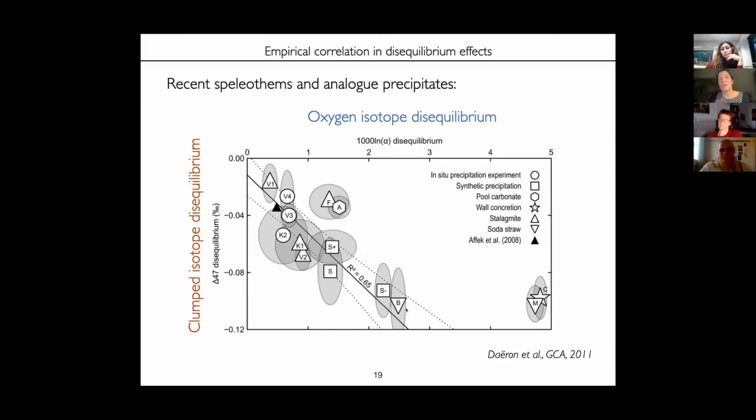So the different materials are offset to different degrees, but there seems to be a linear relationship between the signal in clumped on the y-axis and the signal in delta 18O on the x-axis. So they propose that you could use this linear relationship to back correct if you have information on both of those systems.